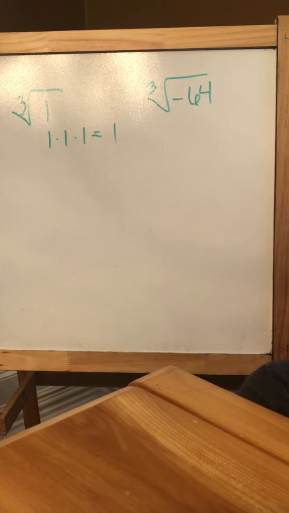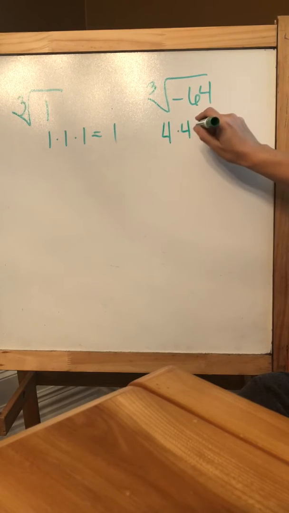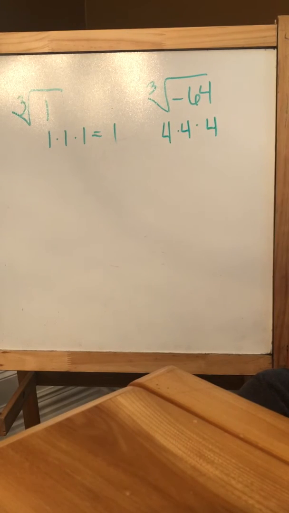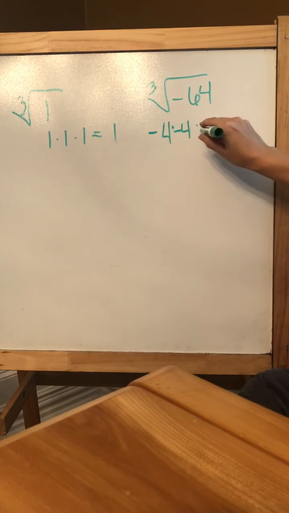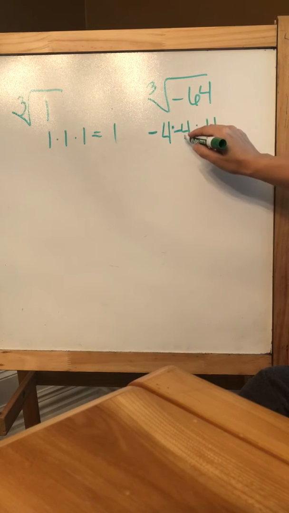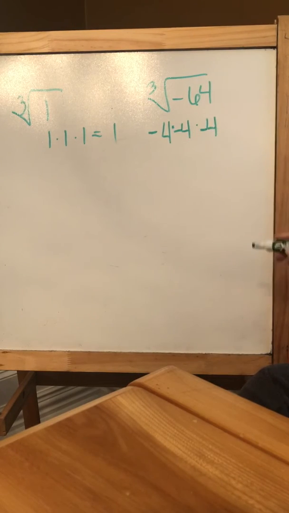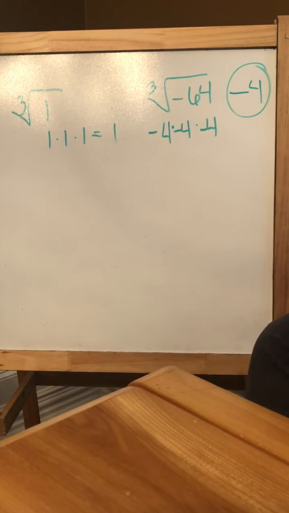If whatever root you're taking is an odd number, you can have a negative sign under here. So what is the cube root of 64? Well, we have 4 times 4 times 4, which gives you what? 64. However, we need this to end up negative. So we're going to say negative 4 times negative 4 times negative 4. So negative 4 times negative 4 is positive 16, times negative 4 is negative 64. So our answer is negative 4. Okay, let's look at the next one.